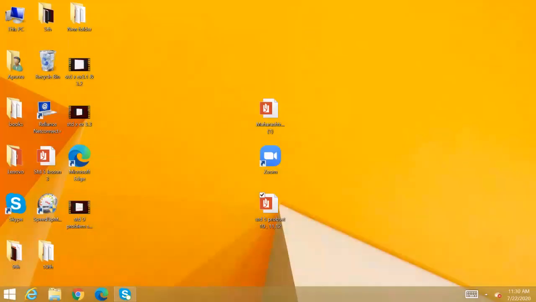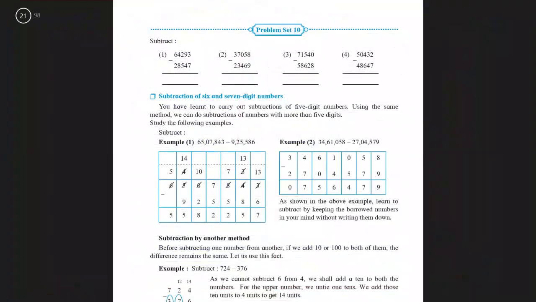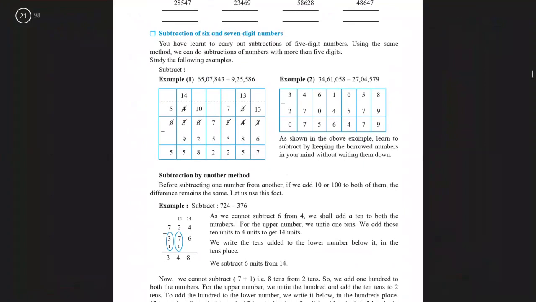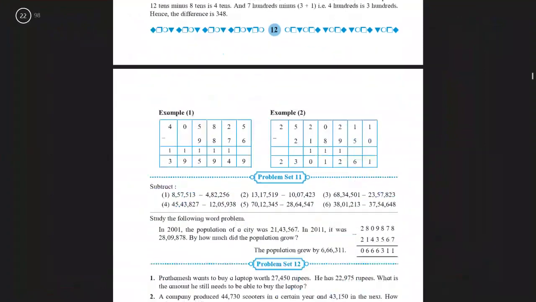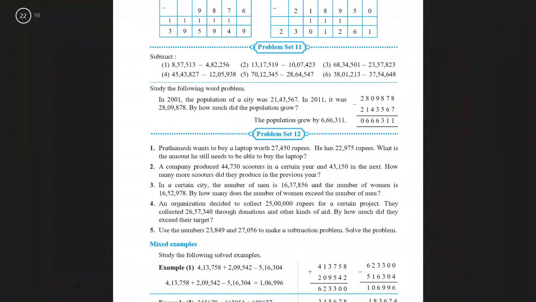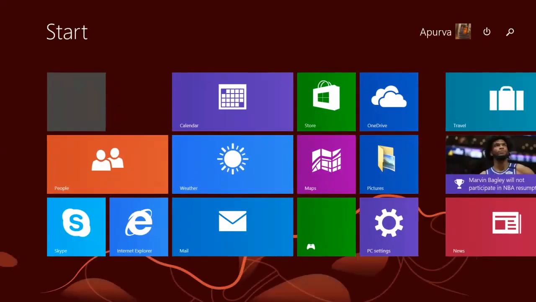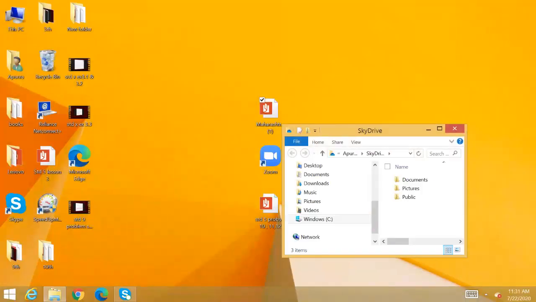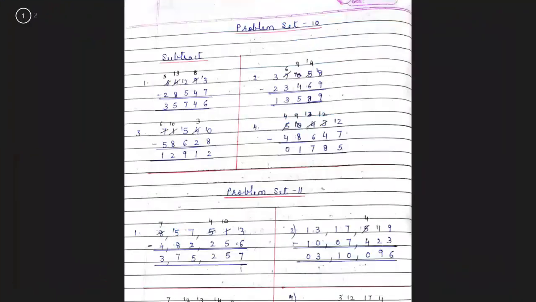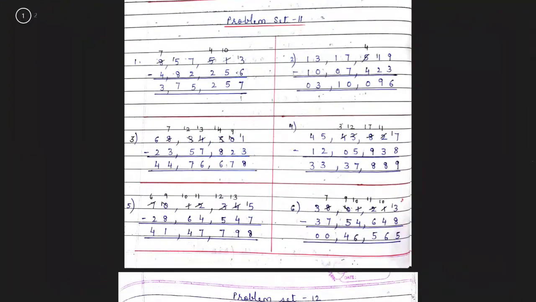Now, we go to problem set 11, wherein you learn subtraction of 6 and 7-digit numbers. Now, this problem set 11 has got 6 questions. The method remains the same. It is just that it has either got 6 or 7-digit numbers. So we will start with problem set 11. I have solved all the 6 questions for you here. I'll explain to you a few of them so that it is clear.